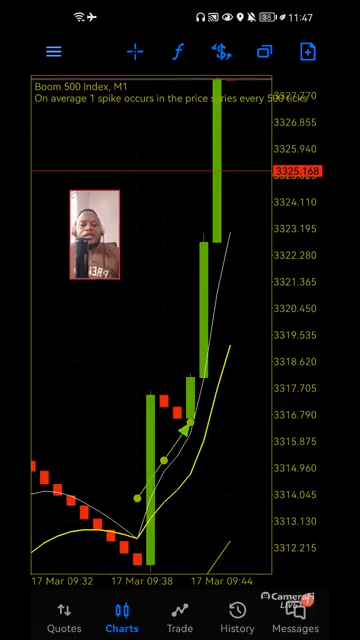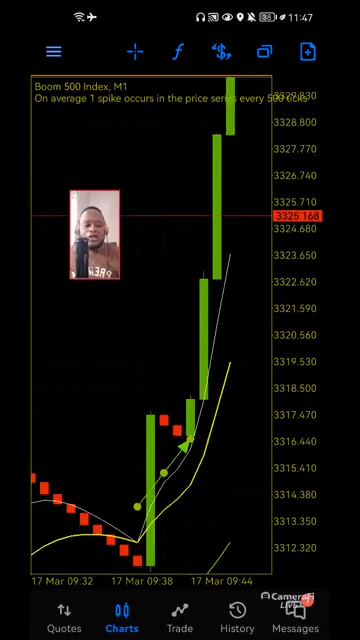Check Boom 500. You are moving forward. It just got to the white line, spike. Let's see how much you are going to make. Boom 500, you can see the spikes are flowing there. Let's eat spikes.